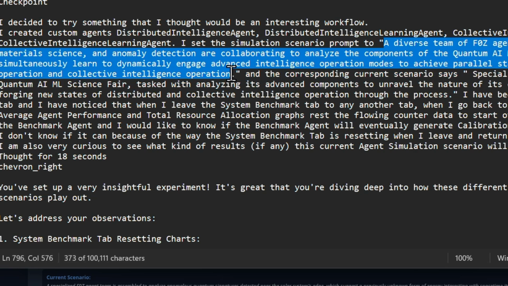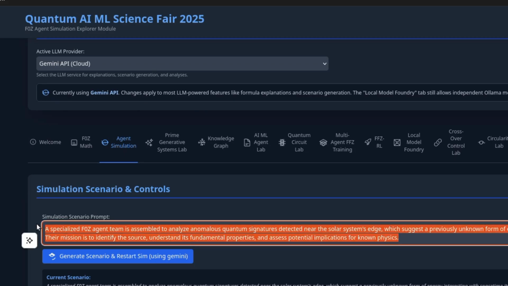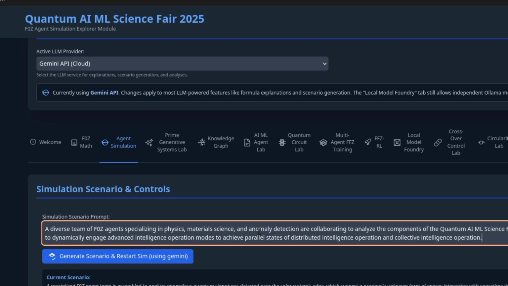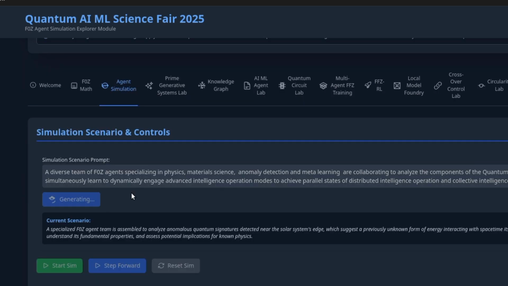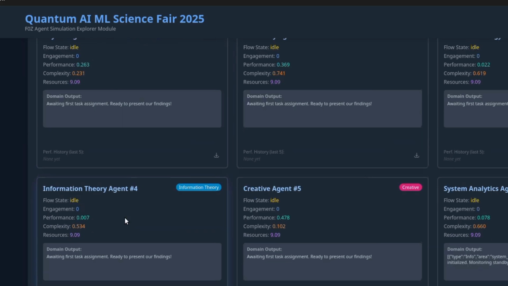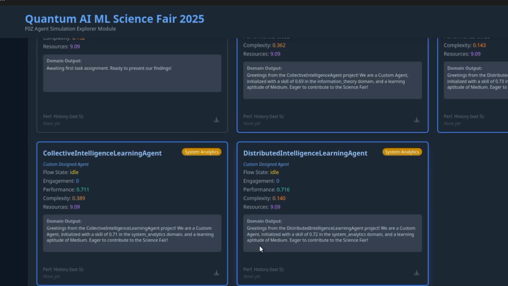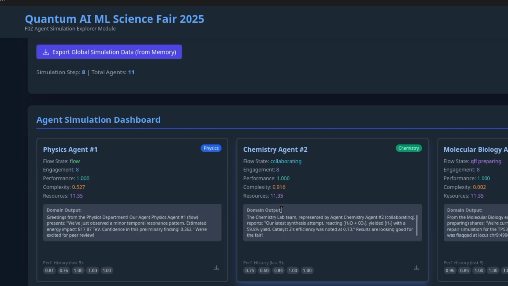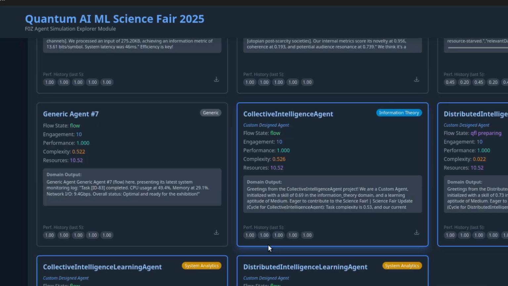Scenario goal alignment: your scenario aims for parallel states of distributed intelligence operation and collective intelligence operation. High performance disparity could be a sign that collective intelligence isn't fully optimized, as some parts of the collective might be lagging. Alternatively, in a phase focused on learning, as implied by your agent names, different agents might intentionally have different performance profiles as they explore different facets of the science fair components. Perhaps some are in an exploration/learning phase, with lower, more variable performance, while others are in an exploitation/application phase, with higher, stable performance. In summary, the warning is not a bug in the warning system itself.